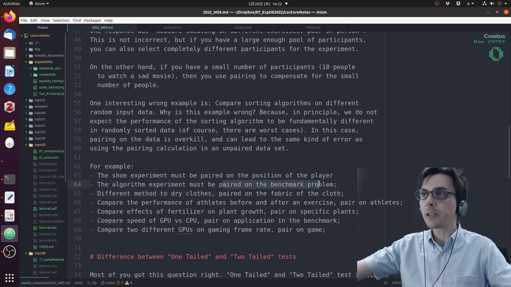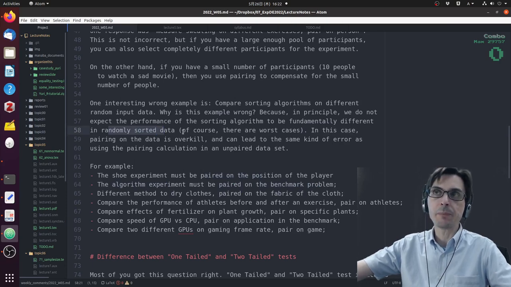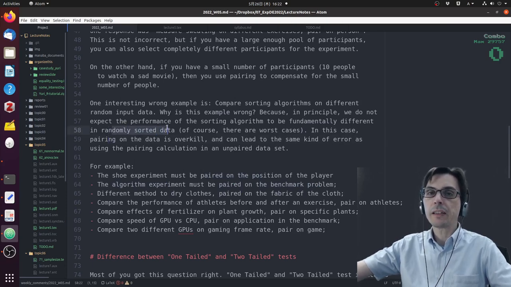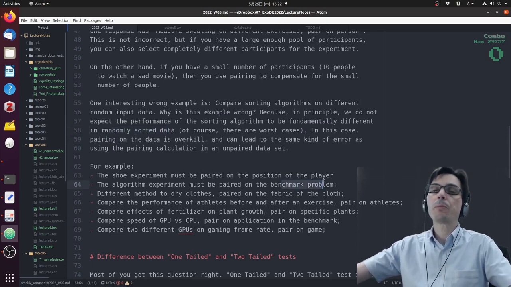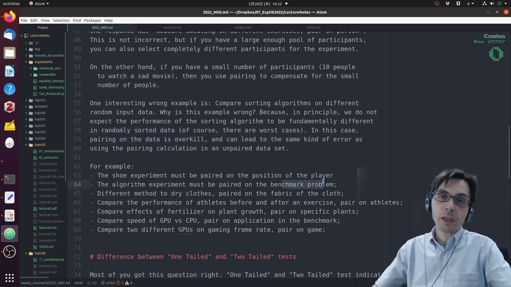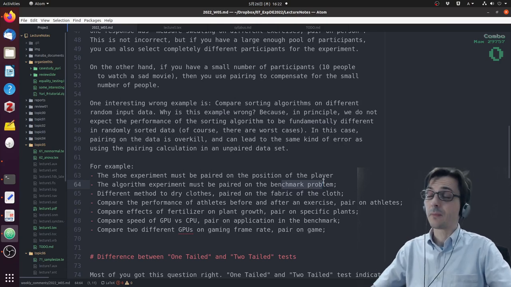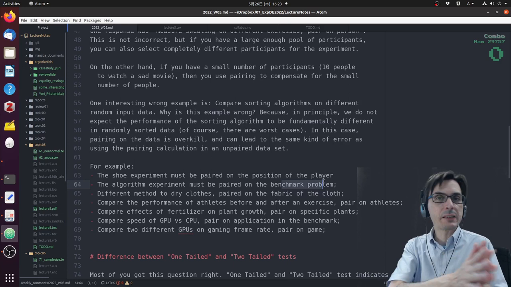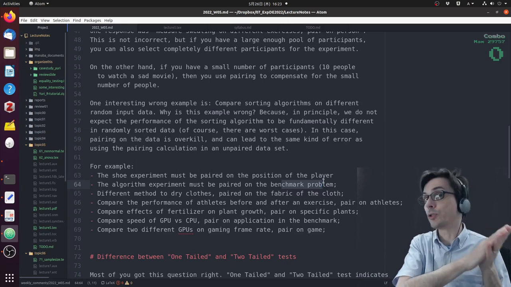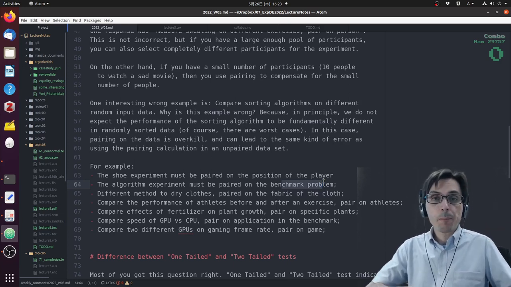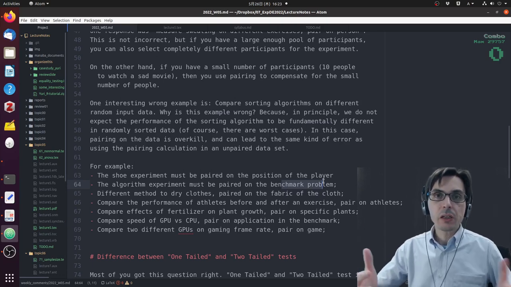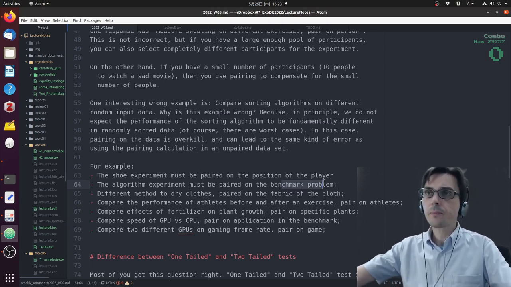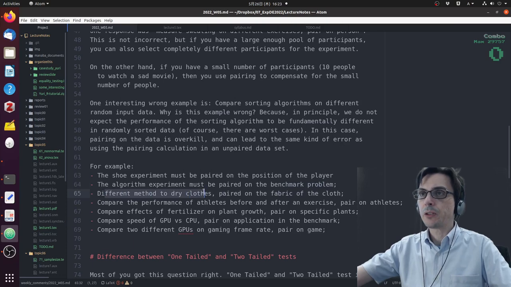Note that benchmark problem is different from the data, because randomly sorted data are different instances of the same problem. But here on the benchmark problem, we are considering that the benchmarks are fundamentally different. Okay, so think about this difference. Think about why different instances of the same problem we should not pair, but different problems we should pair on. Okay, so another one, different method to dry clothes, paired on the type of fabric.